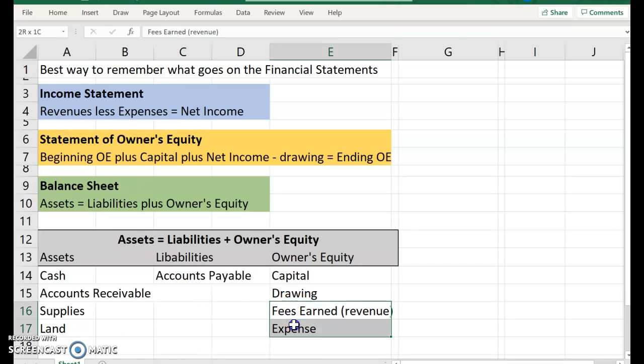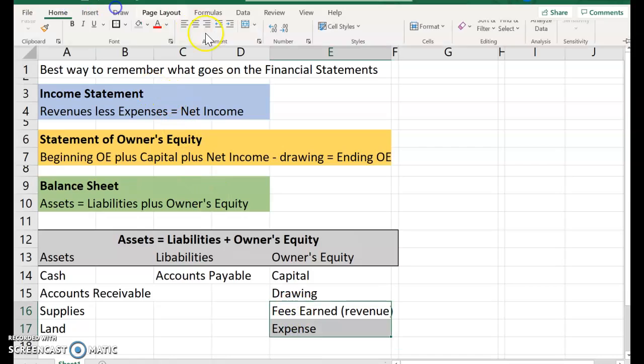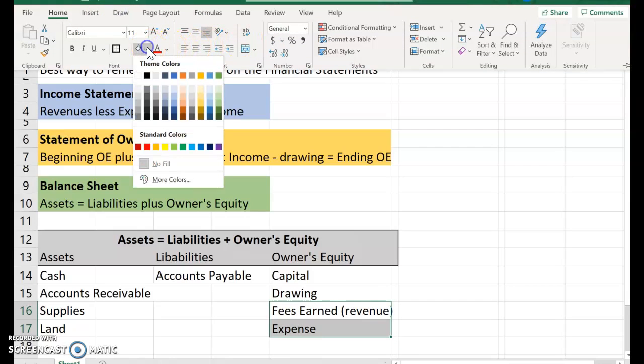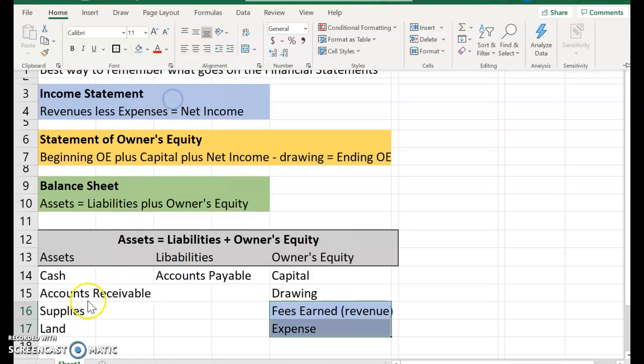So I'm going to highlight these in blue to match. Those go on my income statement.